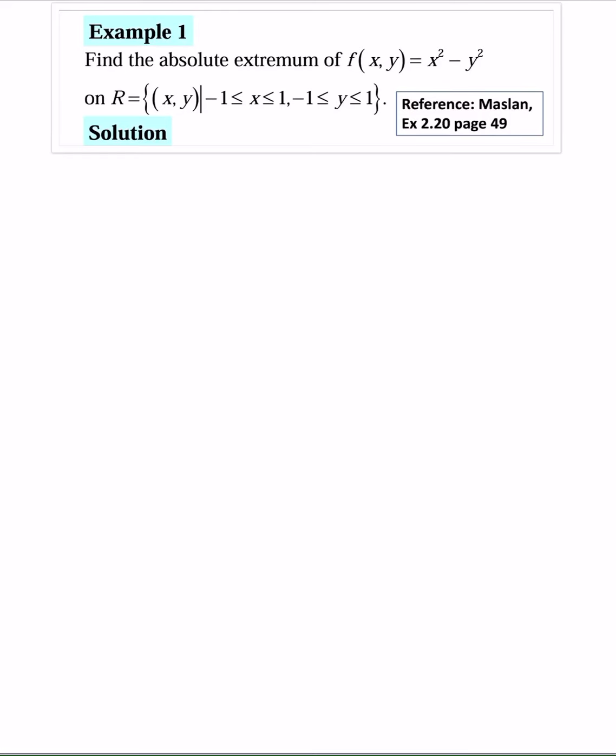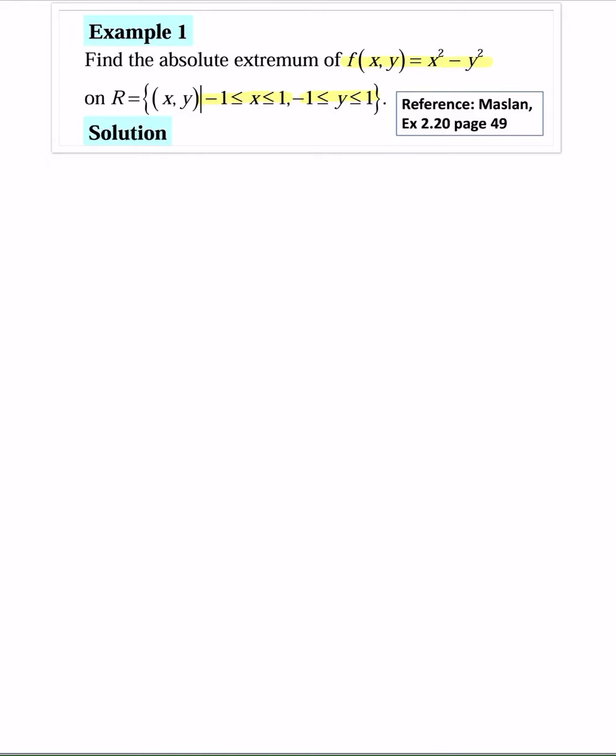Okay, so now let's look at example 1. Find the absolute extremum of f(x,y) equal to x squared minus y squared on the region R, which is x from minus 1 to 1 and y from minus 1 to 1. So we know that this is a closed and bounded case, because we have the region from minus 1 to 1. Now we want to use the previous theorem to solve this.